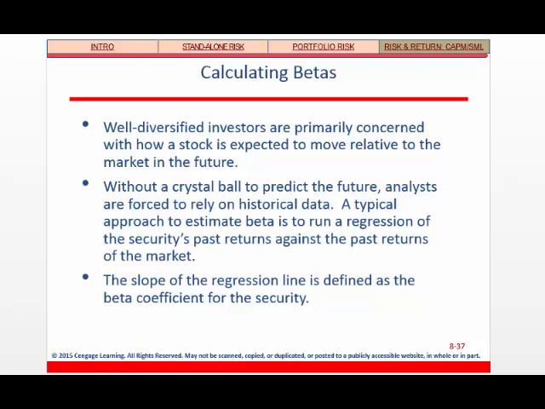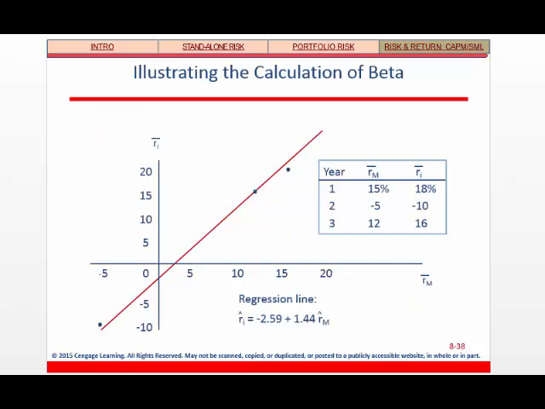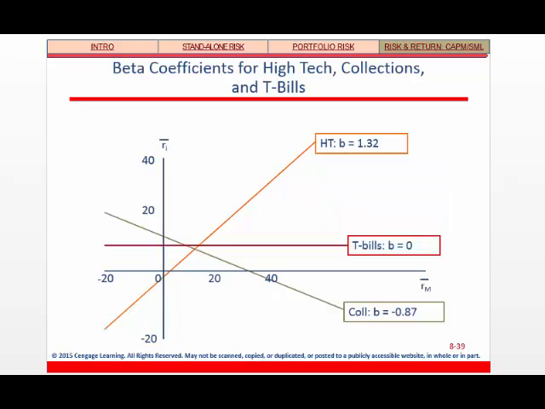For example, here if you look at these different points and you run a line, you're going to get a slope, and that slope, if you all remember what a linear equation looks like, is going to be that number that's in front of Rm, and in this case it's going to be that 1.44 number. And then here you can see a couple different beta coefficients for high-tech, collections, and T-bills. Obviously you're just looking at the different directions for the slopes, and that's a very good indication of how you would calculate your beta.